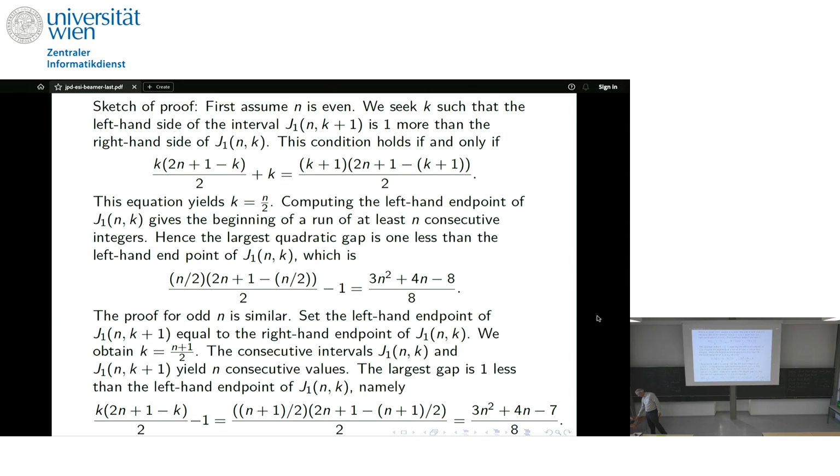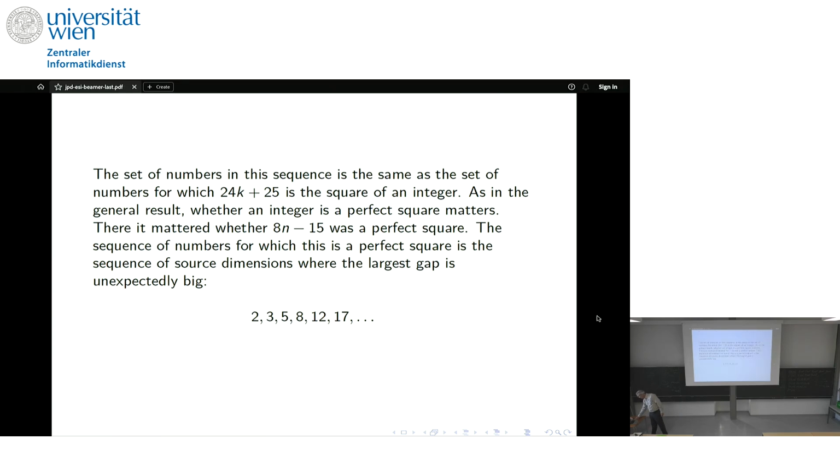It turns out that this sequence is known. It's exactly the set of integers k such that 24k plus 25 is a perfect square. This connection to number theory just boggles my mind. So I'm going to say a little bit more about that other thing with floor and ceiling.